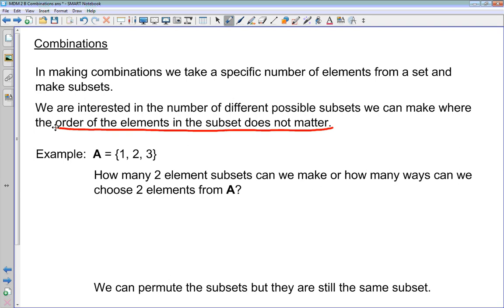In permutations, we were all about taking the elements and arranging them. So if we're arranging things, the order that we put these things in is the only thing that matters. But in combinations, we don't care what the order of the things in the set is. We only care about what things end up in this smaller set.